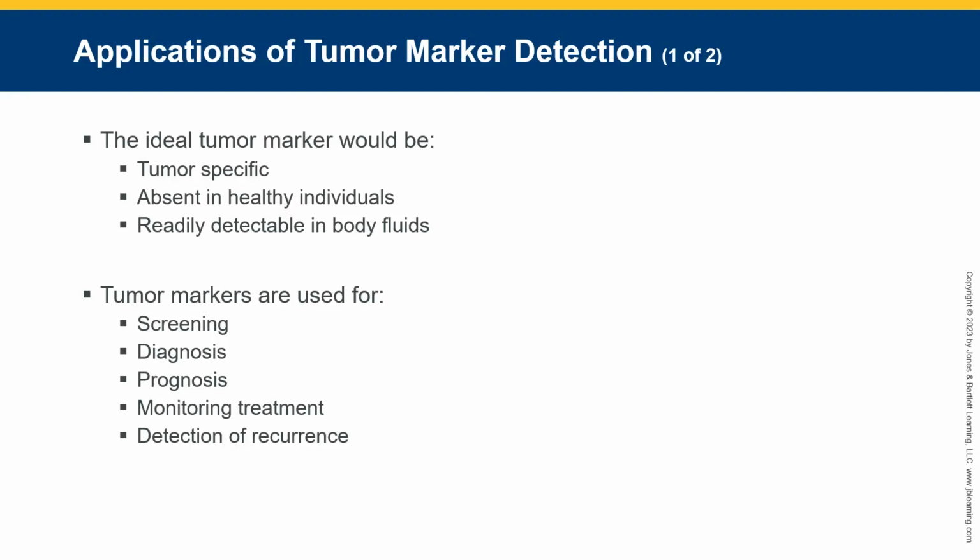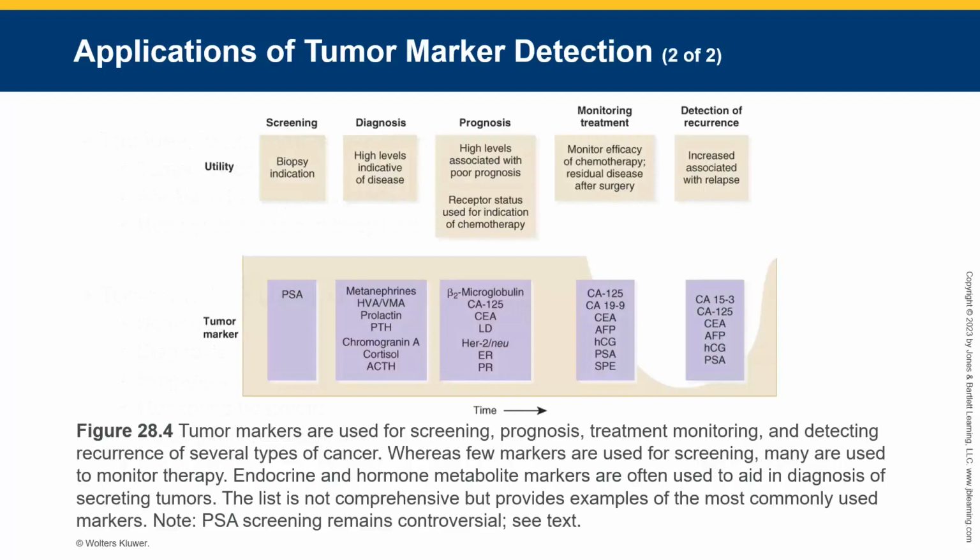Tumor markers are used for screening, diagnosis, prognosis, monitoring treatment, and detection of recurrence. And this is a table that you can pause and read through because this is a good overview list of all of the tumor markers that you're responsible for knowing in this class. But it also gives you this additional information of what it's used for.